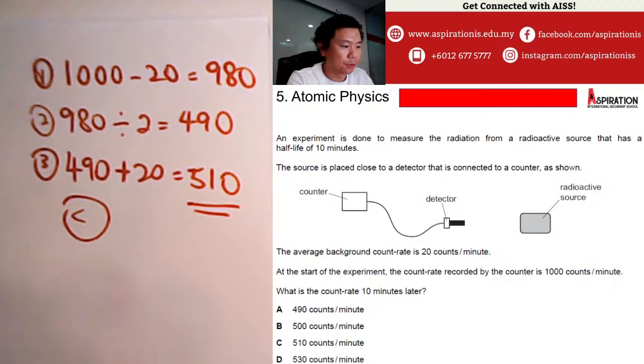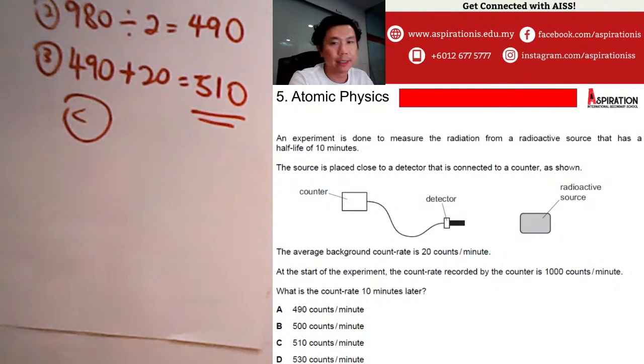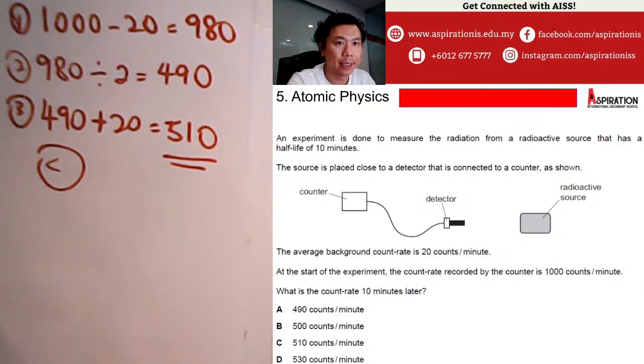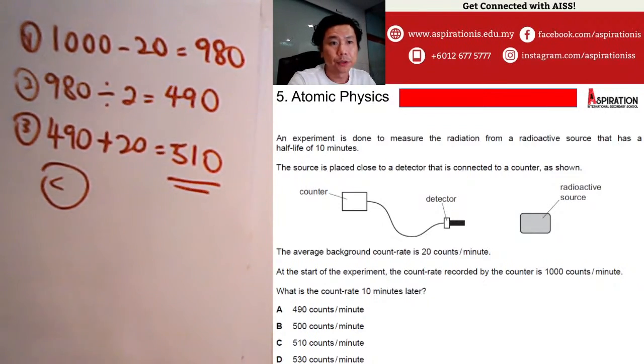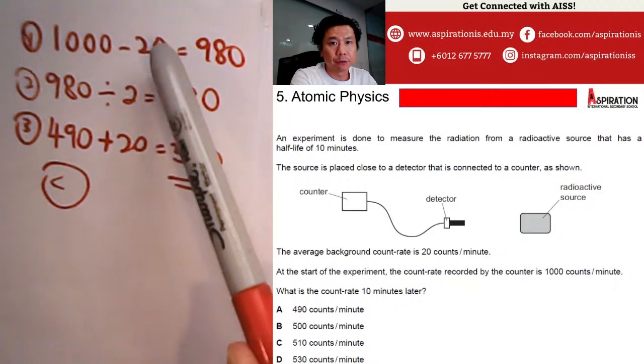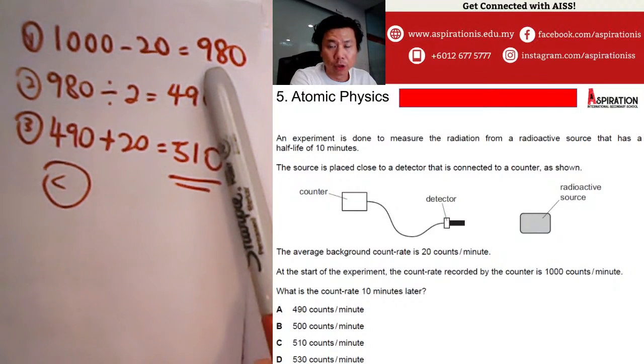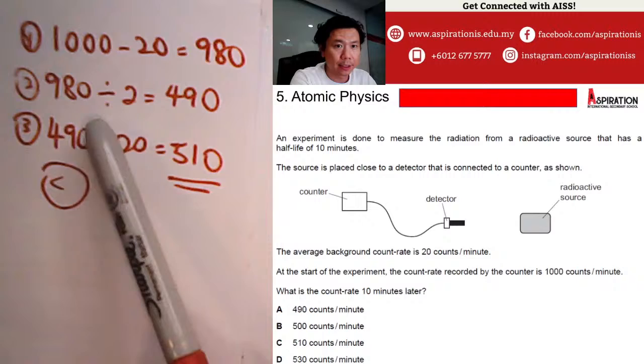Well done for those of you who got it. Absolutely amazing. Yeah, so those are the steps. You have to take out the background radiation to find out the count rate due to the source alone, the radioactive material. Then you have to divide this by 2.